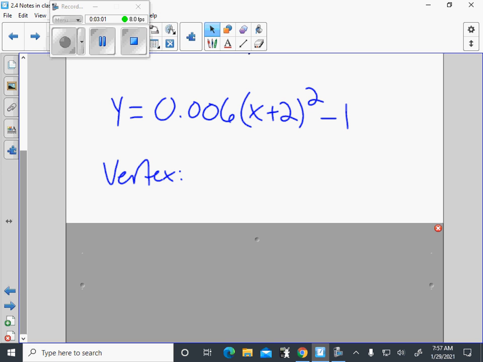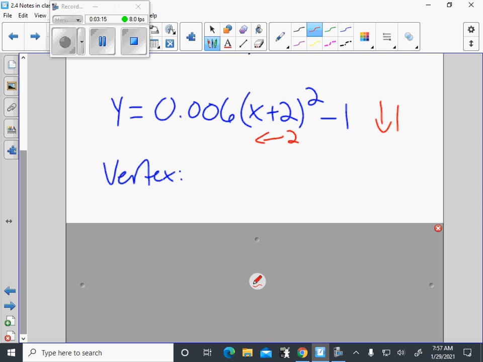And now we have something crazy. Y equals 0.006 times x plus 2 squared minus 1. Again, we're just looking inside the parentheses. X plus 2, so we're going left 2, minus 1, down 1. So, vertex is negative 2, negative 1.